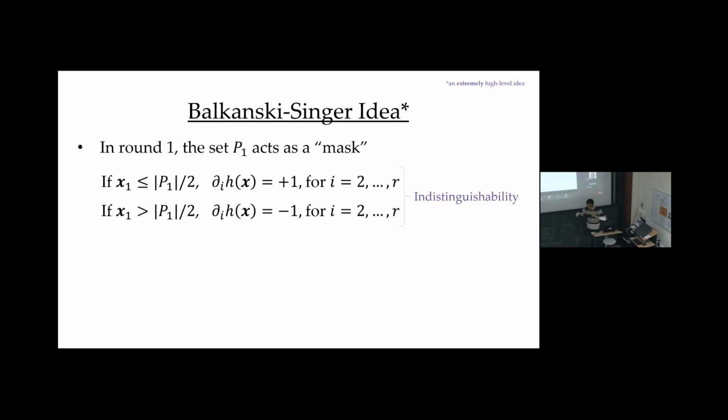And that's the fact that Balkanski-Singer exploit. At an extremely high level, this is what they do. To make sure that you cannot distinguish between the second and the third part, they use the first part as what they call a mask. What does that mean? It means that when you pick a set, and if that set picks fewer than half the elements from the first part, then all the marginals in the second and third part are +1. You cannot distinguish anything between P2 and P3 using that set. On the other hand, if you pick more than half the elements, then they suddenly become -1.